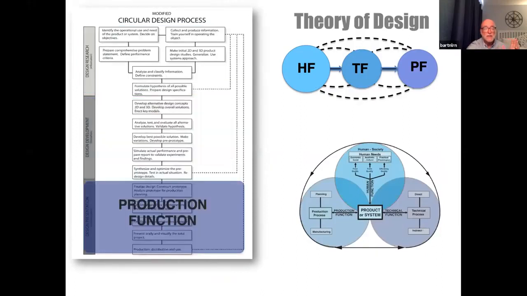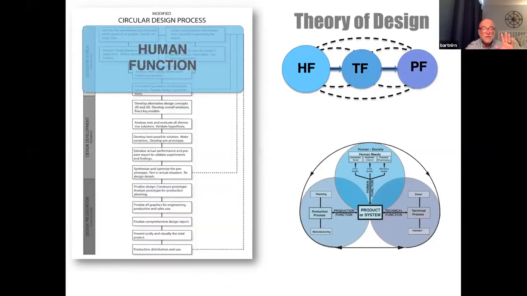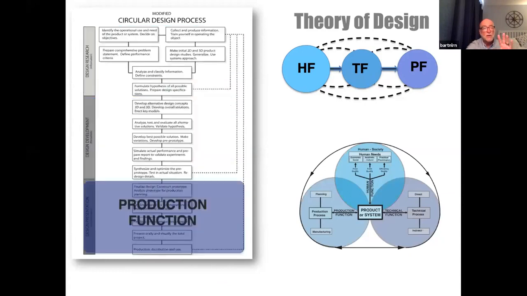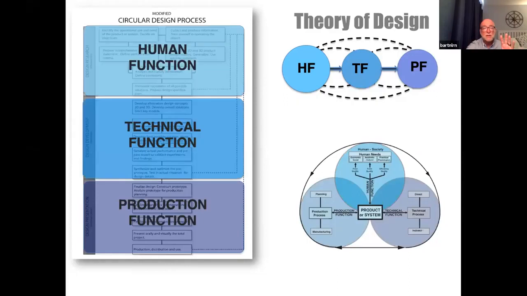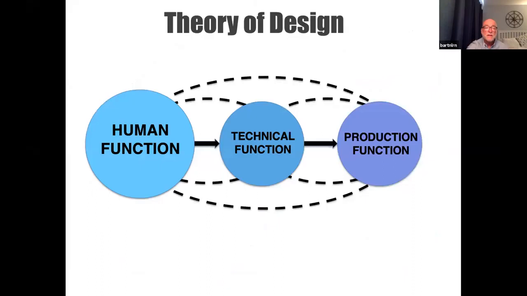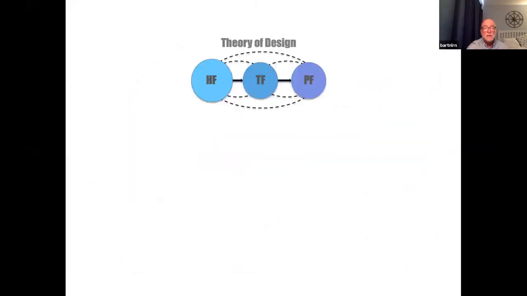So even in this, there's probably more emphasis, if you see, on the first part of the research on the human function. And then I get into the technical function of how this thing will work, and then I have to produce this product. So there's this circle, this model here, and then the human, the technical, and the production function.